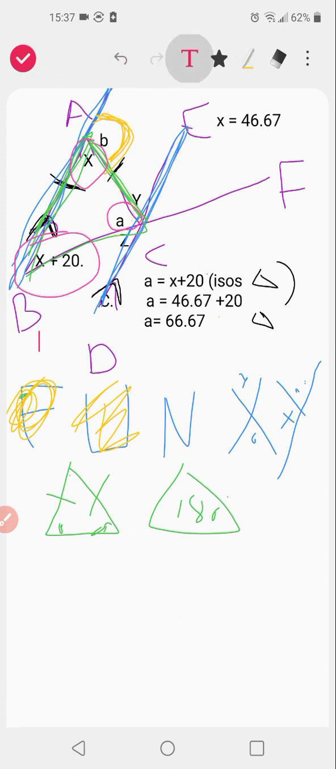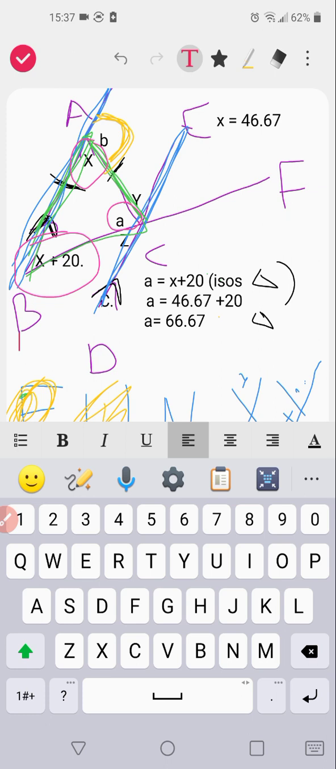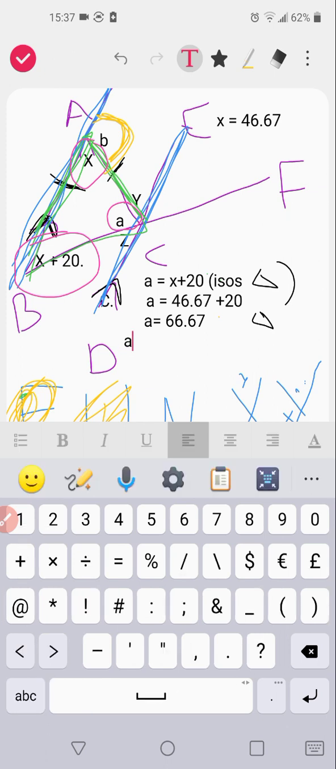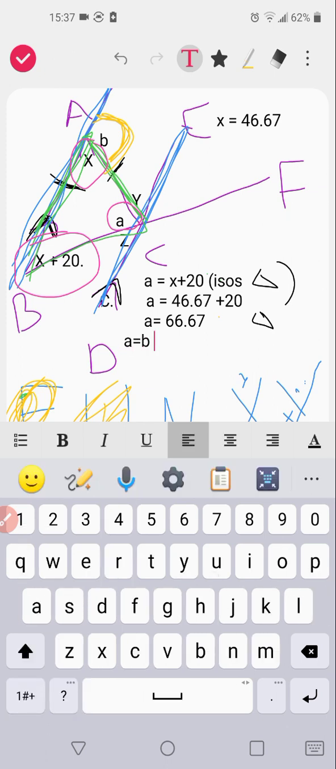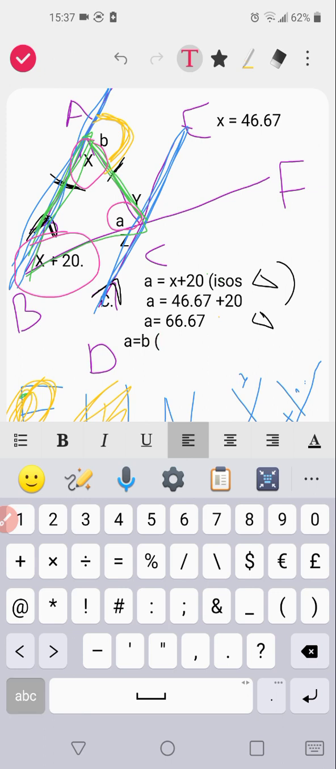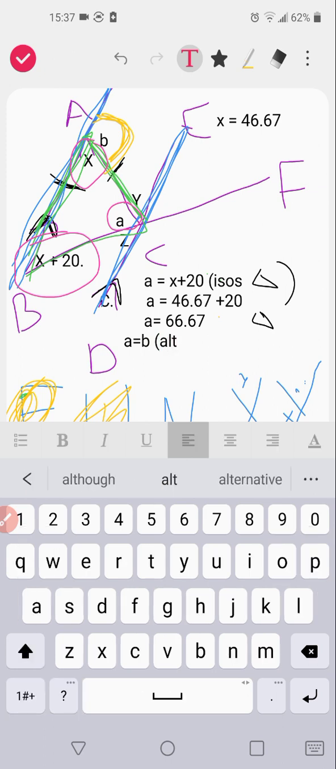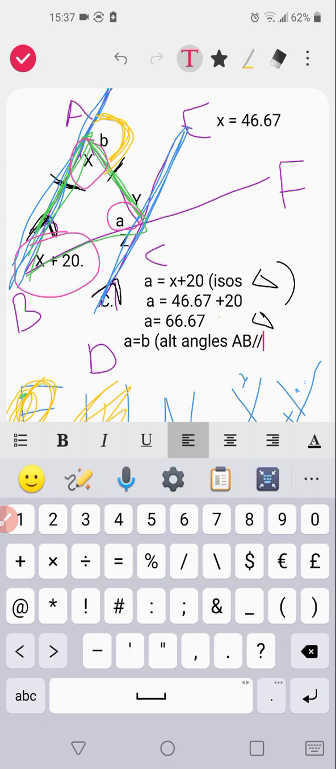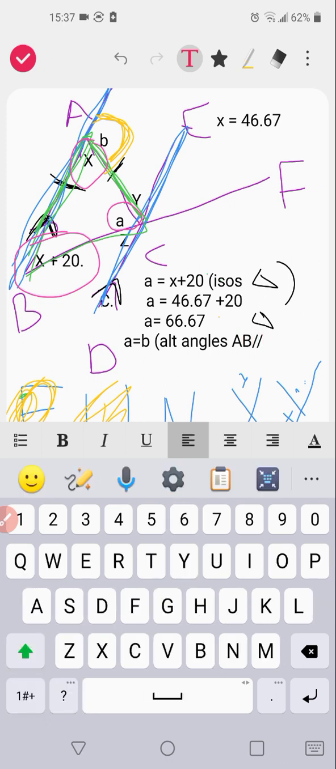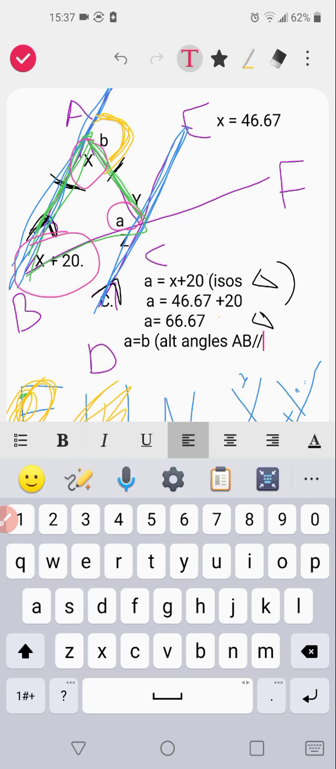So here I'm going to write a equals b. And my reason is alternating angles, and you have to also say the parallel lines because AB is parallel to DE.